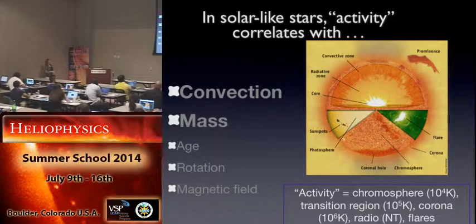So this is a pretty familiar diagram of the internal state of the sun, and some of the magnetic phenomena that we see on the surface of the sun. And pretty much all of these things that you see on the surface and above the visible surface of the sun happen as a result of the presence and action of magnetic fields.